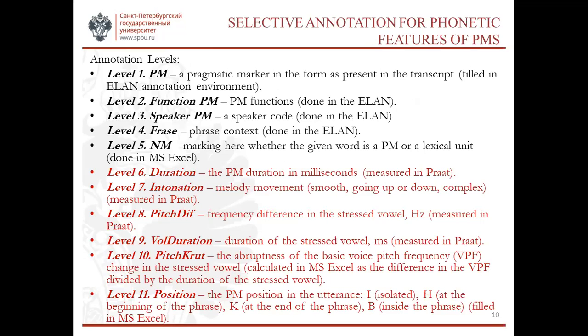Particularly important are levels from 6 to 11, most of them being done in the FRUCT program. So that's the duration in milliseconds of the pragmatic marker, the melody movement, the pitch difference, the frequency difference in the stressed vowel, the duration of the stressed vowel in milliseconds, the abruptness of the basic voice pitch frequency change in the stressed vowel, which was calculated in Excel, and the position of the pragmatic marker in the utterance, which can be different. It can be used isolated, it can be put at the beginning of the phrase, at the end of the phrase, or inside the phrase. And that was also done in Excel.